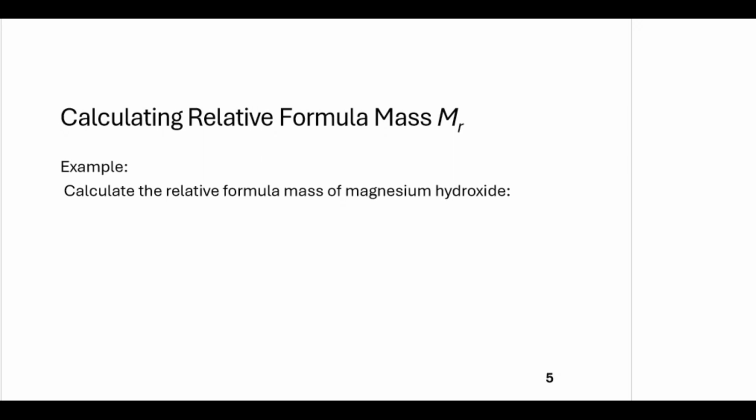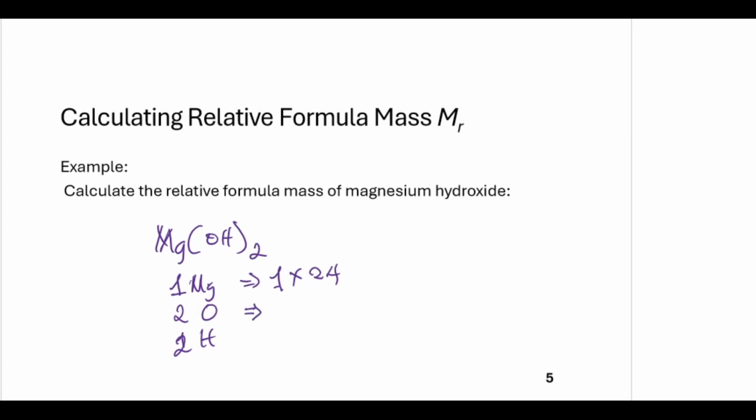So if you look at this example, we are calculating the relative formula mass of magnesium hydroxide. The formula of magnesium hydroxide is Mg(OH)2. So it means we have three types of atoms here. We have one magnesium atom, two oxygen atoms, and two hydrogen atoms as well. So we're going to add these together. We can just go further and say 1, the relative atomic mass of magnesium is 24.